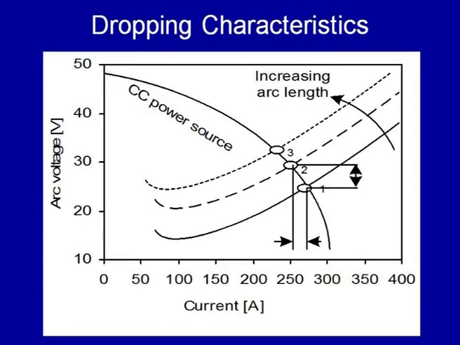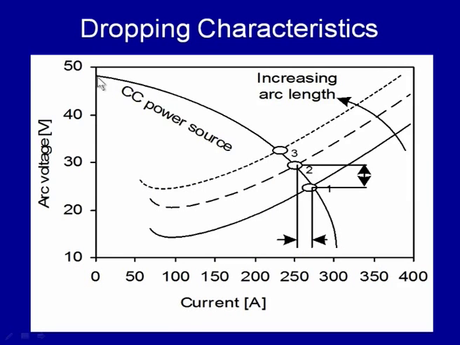To see further how the change in arc length will affect the arc voltage and the welding current, this diagram indicates the relationship between the characteristics of the power source, that is the CC type of power source. The static characteristic of the power source is shown by this line having the negative slope, and these dotted lines and this firm line indicate the arc characteristic.